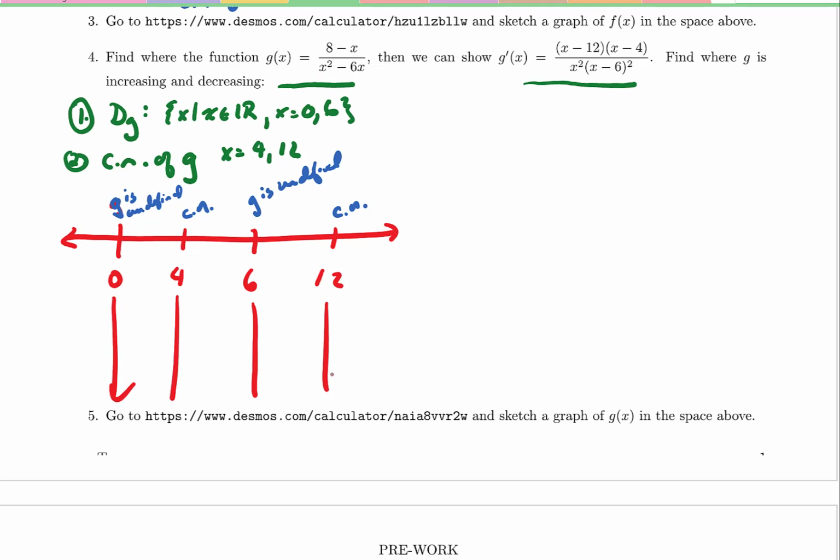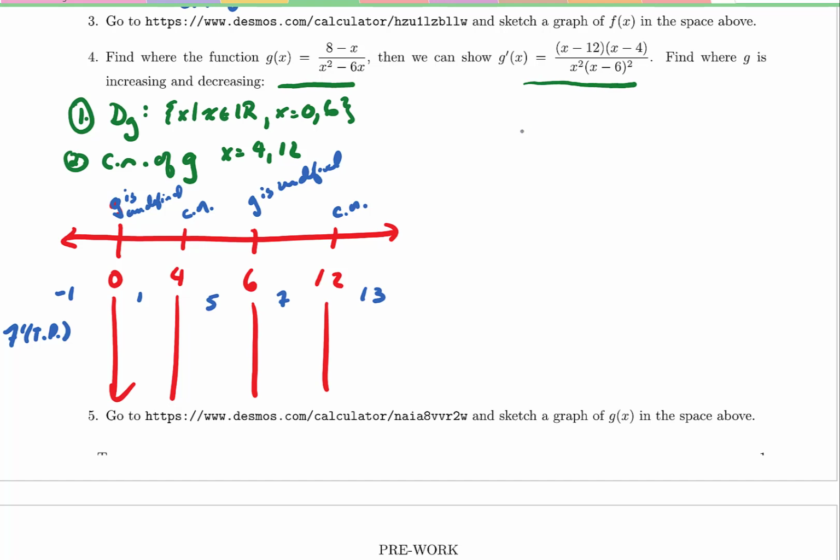And now what are we going to do? We're going to take test points. So in each of these regions created by our critical numbers and points where g is undefined, we need to put test points. Pick a test point. Now, you can pick whichever point you wish. It doesn't matter as long as it's from this particular interval. Then I'm going to plug each one of these into the derivative. So I'm going to take -1 and plug it into this derivative function up here.